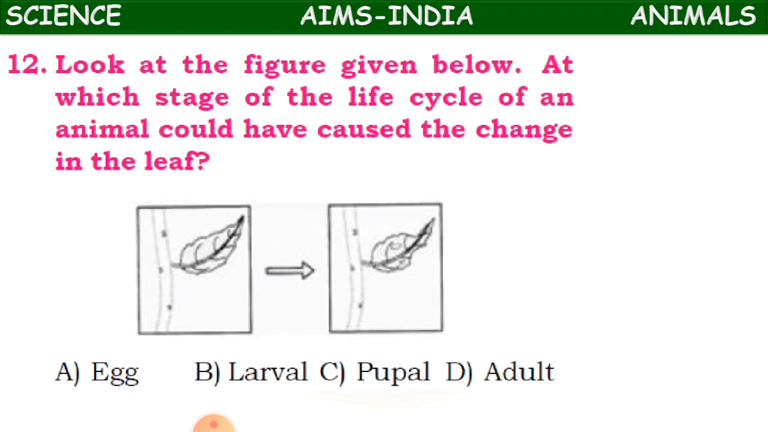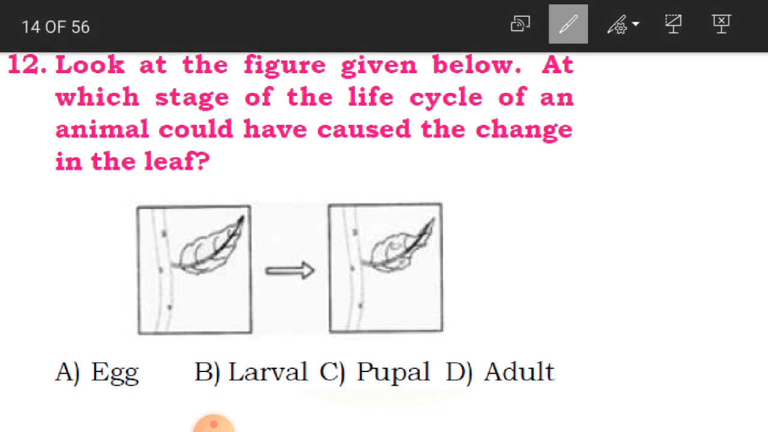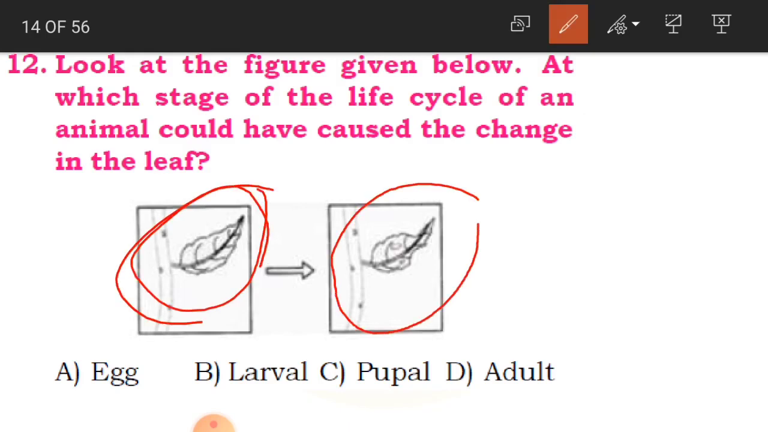Now 12th question. Look at the figure below. At which stage of the life cycle of an animal could have caused the change in the leaf? See here, you have got a picture, children, and there is a leaf here, and we have to identify at which stage of the life cycle of an animal could have caused the change in the leaf. So there is a change in the leaf, yes or no? If you see here, this leaf is a complete leaf. Here, this leaf is not complete. It is somehow a little bit folded.